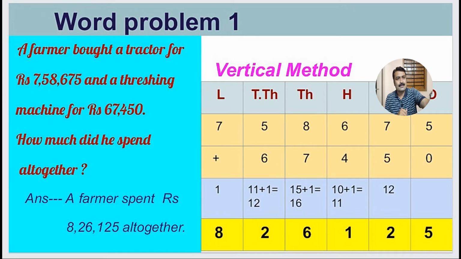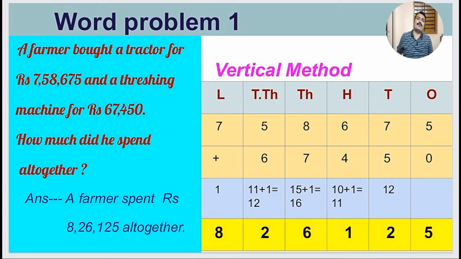So in the next part, now you can observe the first word problem that I am taking on this addition process. At the left side of the screen I am taking a word problem, a farmer. Now I am going to read out that word problem. A farmer bought a tractor for rupees 7,58,675 and a threshing machine for rupees 67,450. How much did he spend altogether?